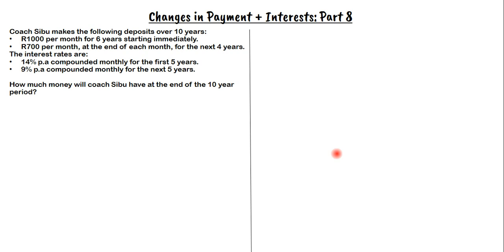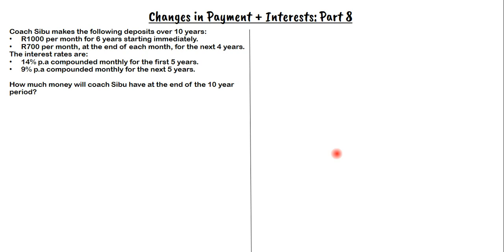Alright, now Coach Bull here makes the following deposit over 10 years. 1,000 Rand per month for the first 6 years starting immediately, 700 Rand per month at the end of each month for the next 4 years, right? Now the interest rates are 14% per annum compounded monthly for the first 5 years, 9% per annum compounded monthly for the next 5 years. The question is, how much money will Coach Bull have at the end of the 10-year period?